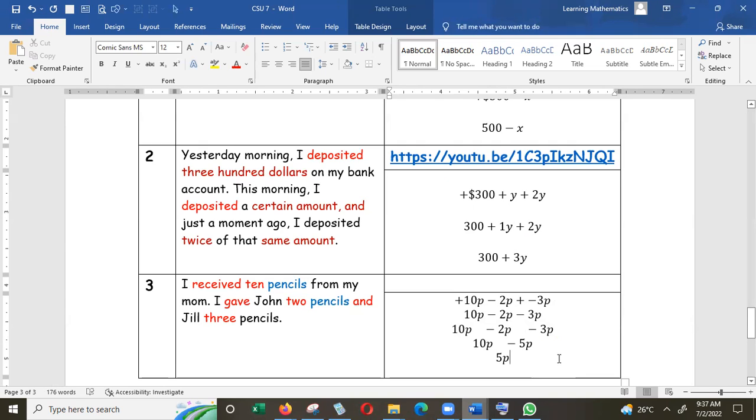Please replay the video and be writing as you are looking at the video, and that is how you are practicing at the same time. Always develop that culture of frequently writing as you are watching the math videos. All right, so that's the third example of translating words to symbols.